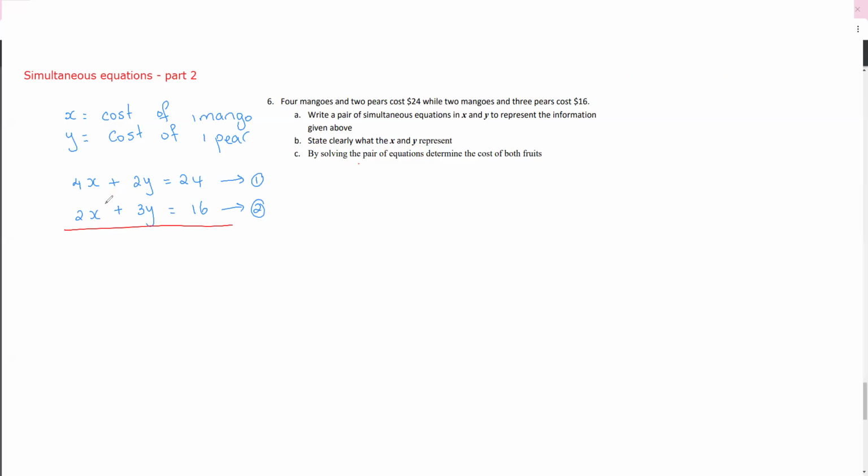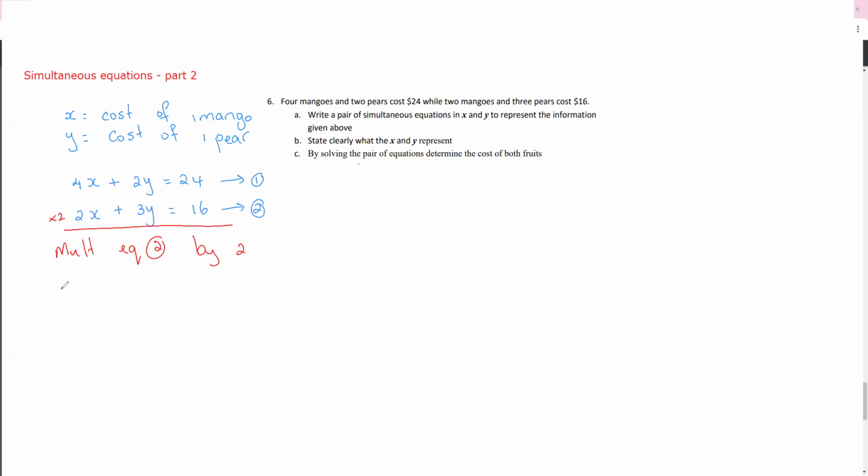So to make it easier, I can make these two the same. The LCM of 4 and 2 is 4. So I can make this 4 by multiplying everything by 2. So you tell them what you're doing. Right? So you tell them that you're going to multiply all of equation 2 by the number 2. Right? So you label it and you let us know what you're doing.